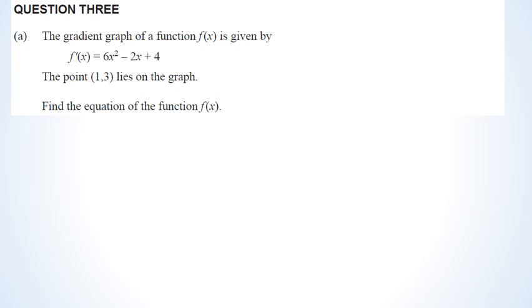So in this question, you've actually been given the gradient function. You've been given f dash of x. You're also given the point (1, 3), so we know that f of 1 is equal to 3. And we're asked to figure out what f of x is.